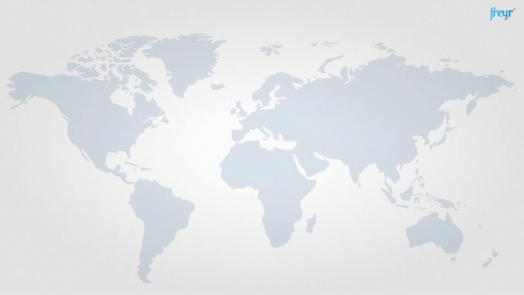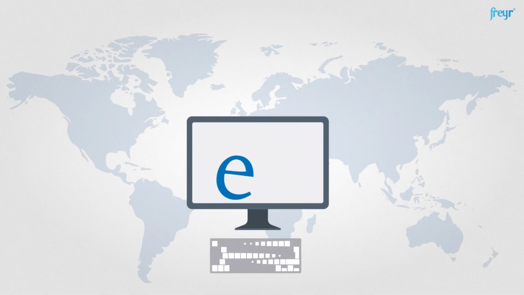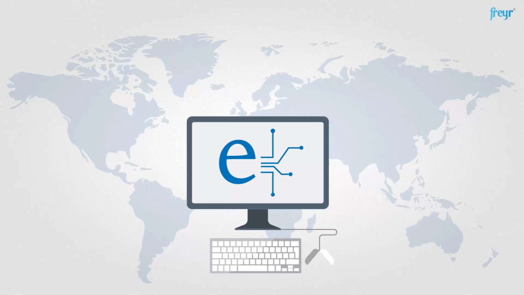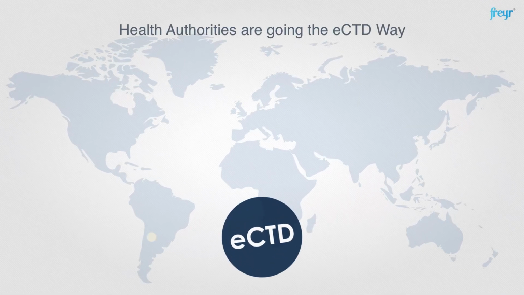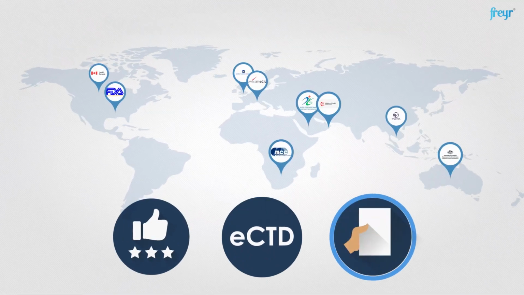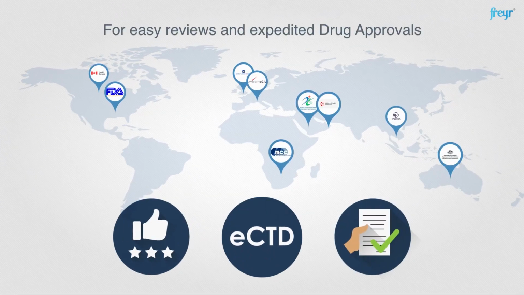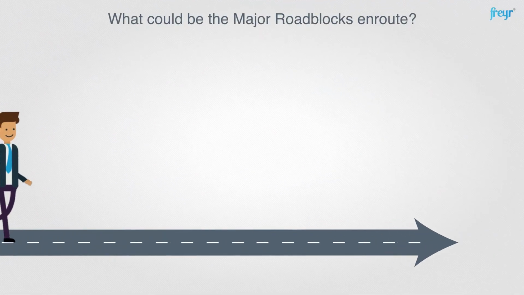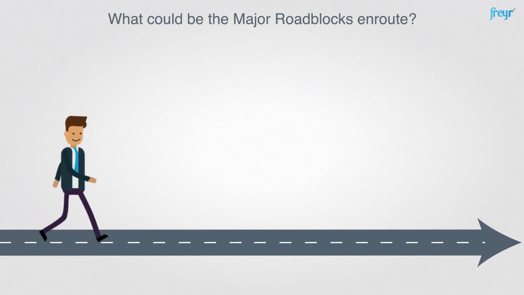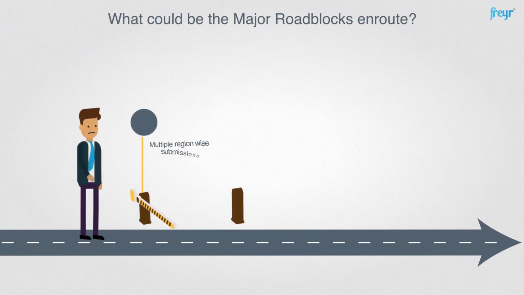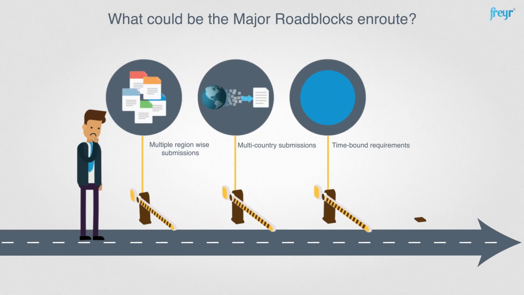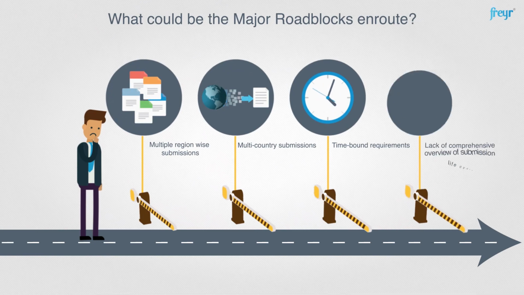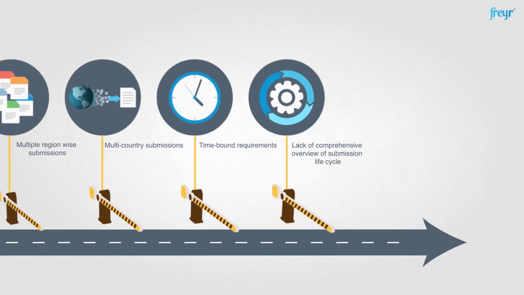In the most regulated world of life sciences, electronic is the new keyword that is getting all the attention. eCTD has become the mandatory submission format for global health authorities for easy reviews and expedited drug approvals. With multiple eCTD formats to be followed globally, decoding region-wise template requirements, aligning with them and tracking the entire submission lifecycle has become a challenge for manufacturers for successful submissions.